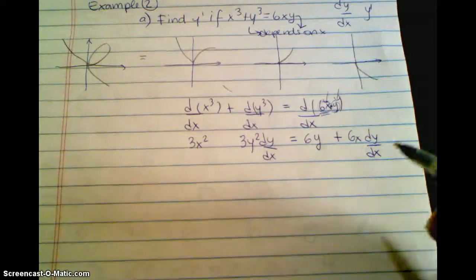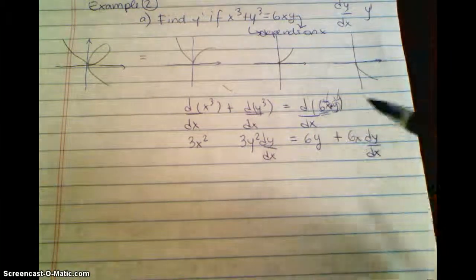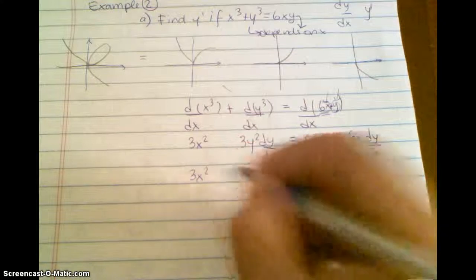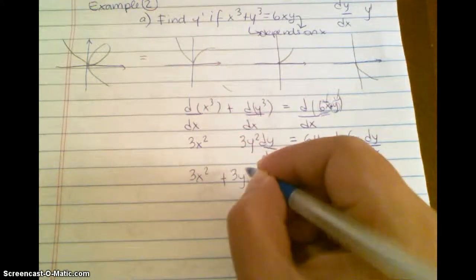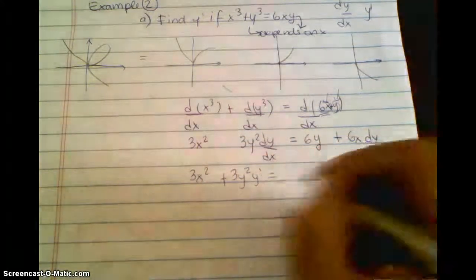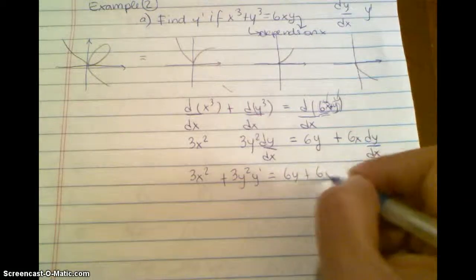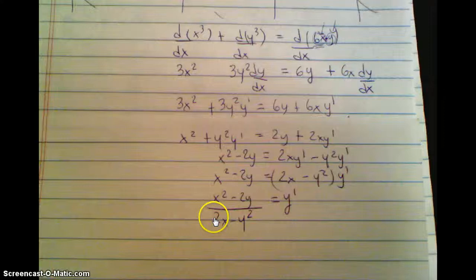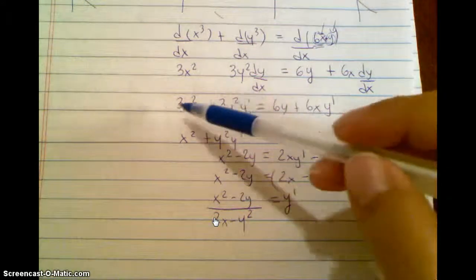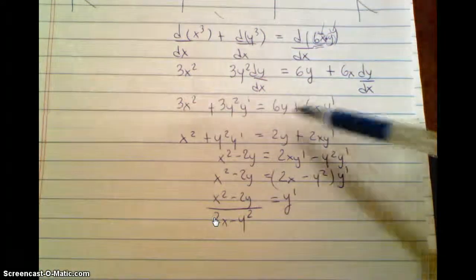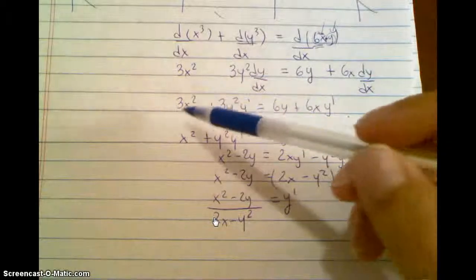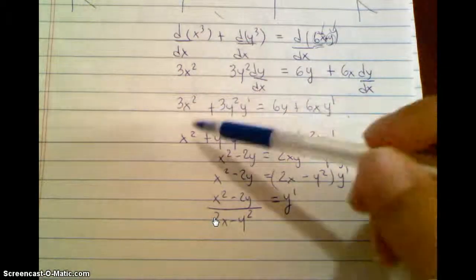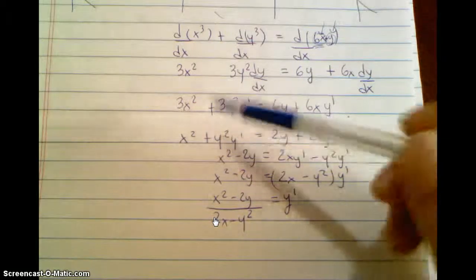Now I'm going to switch to prime notation just because it's simpler to write. 3x squared plus 3y squared y prime equals 6y plus 6x y prime. And now I'm just going to rearrange it to factor out y prime. I noticed that a 3 goes into every term, so I will factor that out. If I factor a 3 out of here and a 3 out of here, they will cancel out. So I can divide the entire equation by 3 if you want to think of it that way as well.